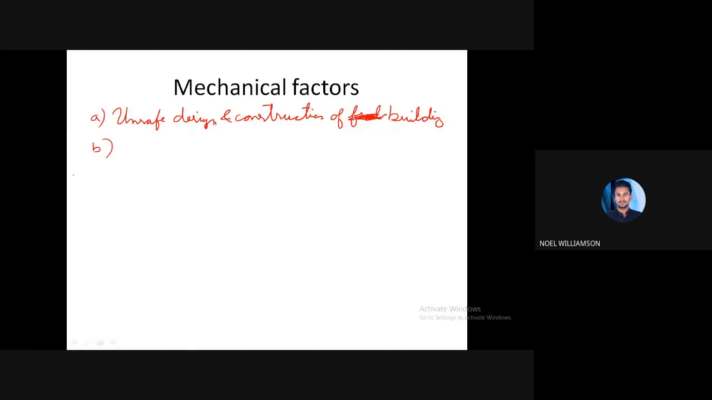Next is regarding the guarding. We have already mentioned that for safety, we have to provide some guarding to the machines. If the guarding is not proper, then it may result in damage. So that is the next one, improper guarding of the machine or the equipment.